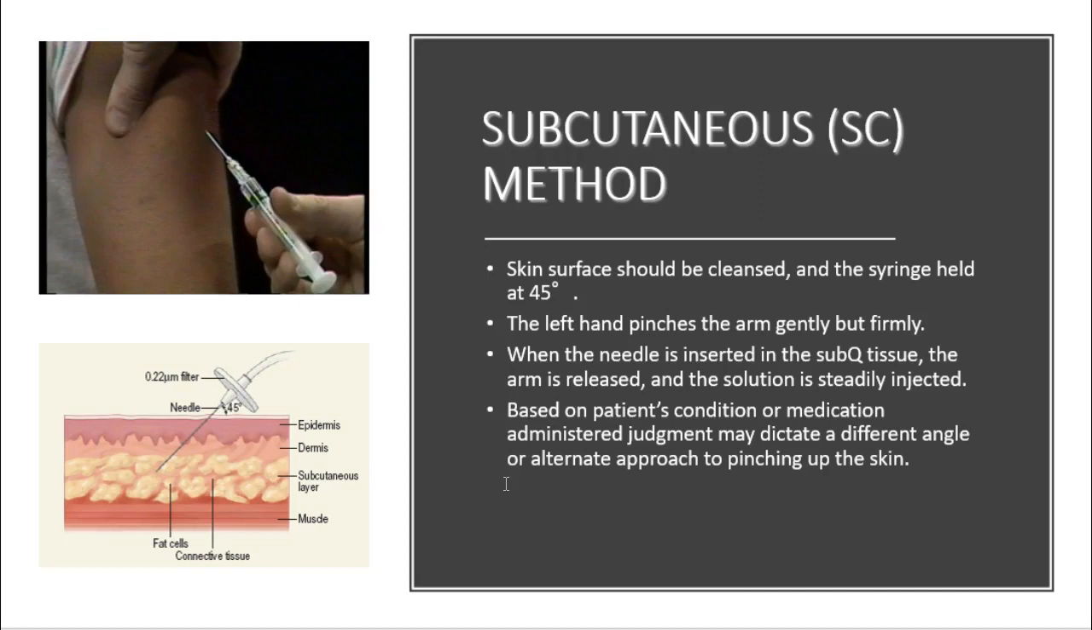Subcutaneous, so the surface should be cleaned and the syringe held at a 45 degree angle. The left hand pinches the arm gently but firmly. When the needle is inserted into the sub-Q tissues, the arm is released and the solution is readily injected. Based on the patient's condition or the medication administered, judgment may call for a different angle or approach to that.